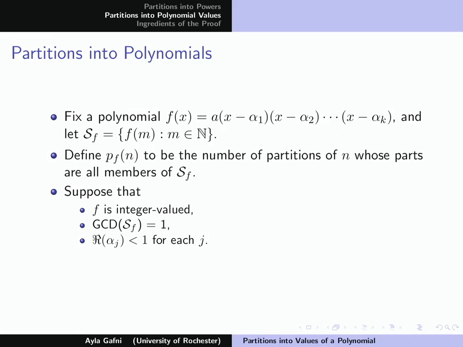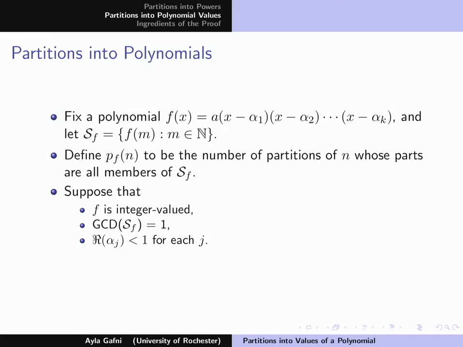The second is just that I want to make sure I don't have any common factor here. Because, for example, if I use the polynomial x squared plus x, then that always takes on only even values, and it would be kind of hard to partition, say, 17 into values of my polynomial. So I just want to make sure that I can partition every number into values of the polynomial. And then this last restriction, that the roots don't have real part greater than or equal to 1, is a more technical condition that's needed in parts of the proof.